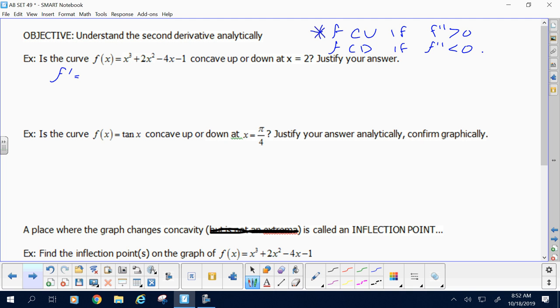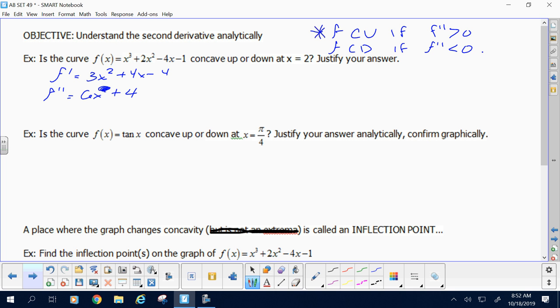We need to take the derivative. I can't get to that. There's kind of an IVT idea to the derivatives. You can't get to the second derivative unless you pass through the first derivative. 3x squared plus 4x minus 4. What is f double prime? 6x plus 4. Yeah?